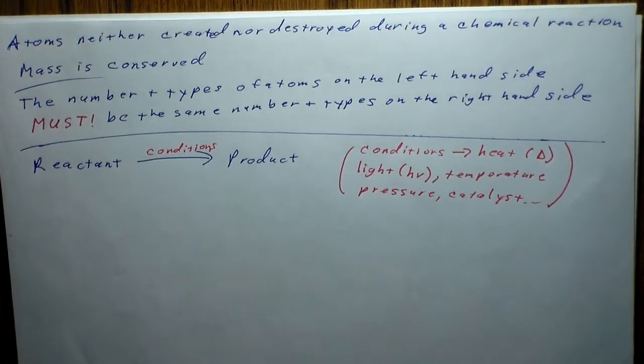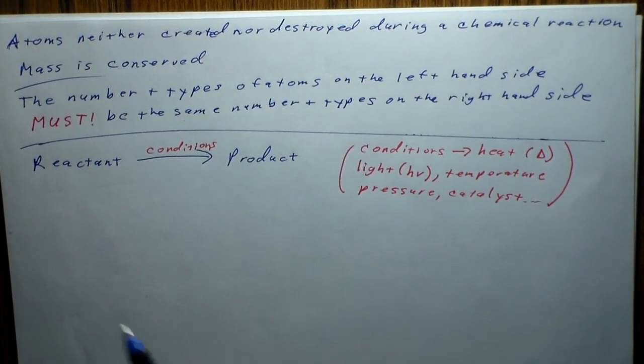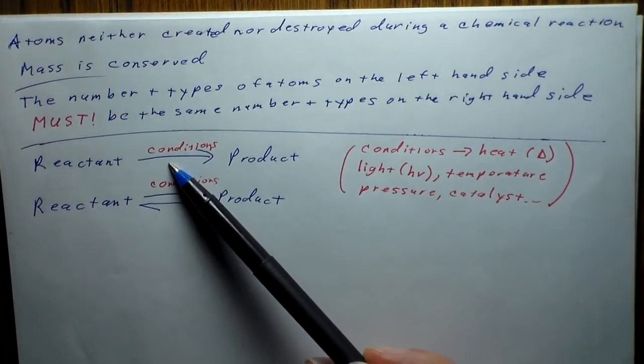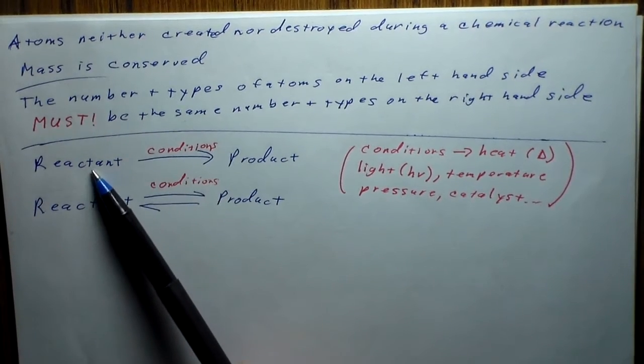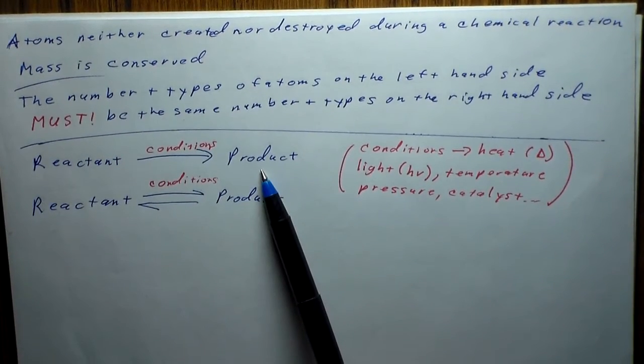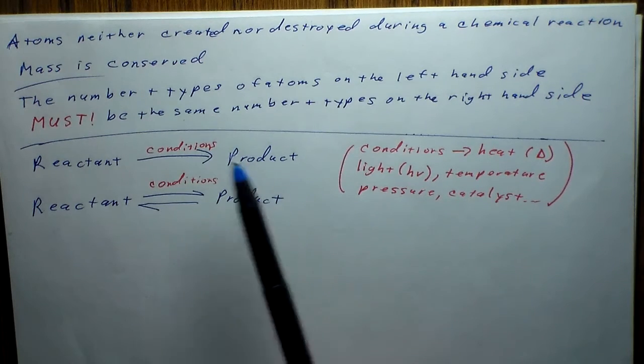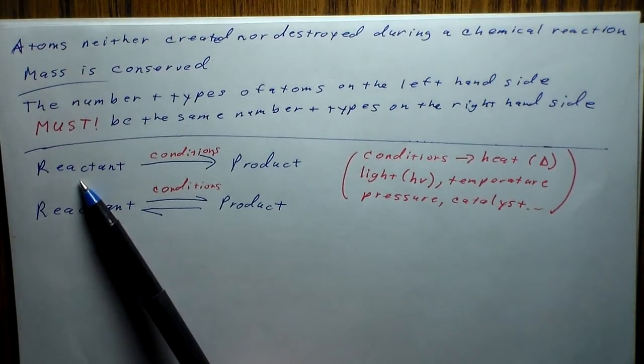Another way you can also see these reactions is if the reactant doesn't all go to the product. So we could have here... Now over here, if we have an arrow pointing like this, that means that all your reactants go into the products, and there is no reverse reaction. So products don't start going back into forming reactants.